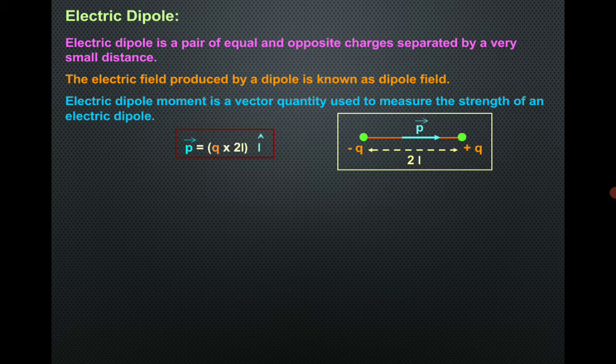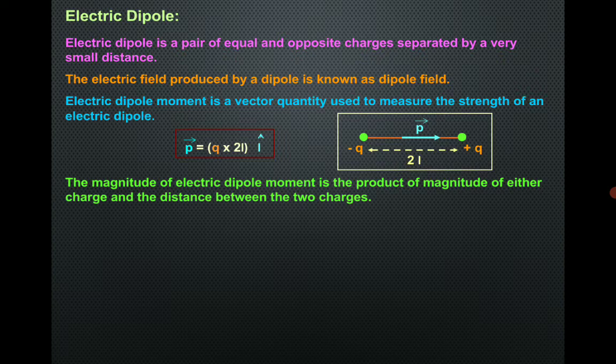The formula of dipole moment is P equals Q into 2L. Vector P equals Q into 2L into i cap, where i cap is the direction from negative to positive charge, and P is also having the same direction. That's why we have written vector P equals Q into 2L i cap. So the formula tells us that the dipole moment is the product of the magnitude of either of the charges and the distance between the charges. Magnitude of the charge is Q and distance between the charges is 2L.